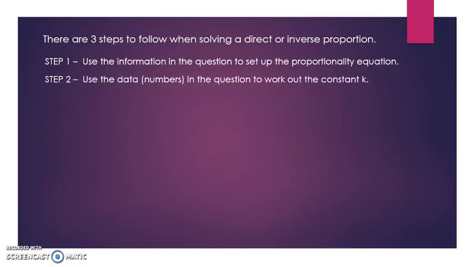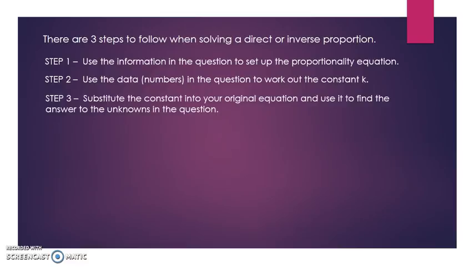Step 2, use the information that you're given in the question to work out your constant K, the constant of proportionality. Once you know K, you can then do step 3. You substitute your K back into the original equation from step 1 and use it to answer the question. Okay, it's as easy as that, but let's have a look at an example.